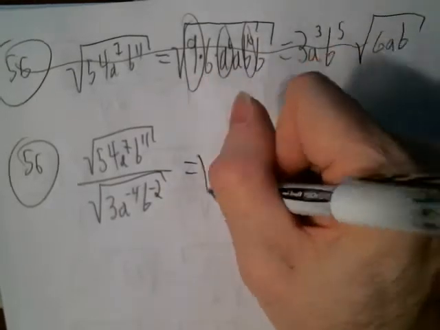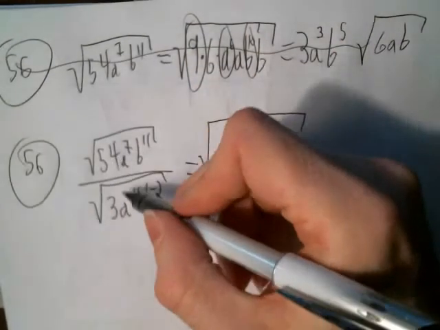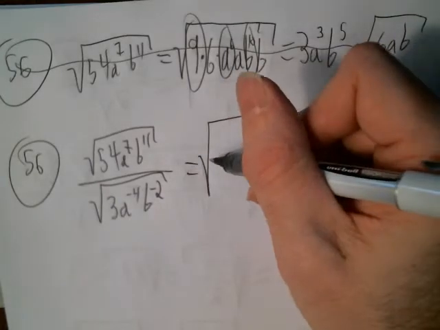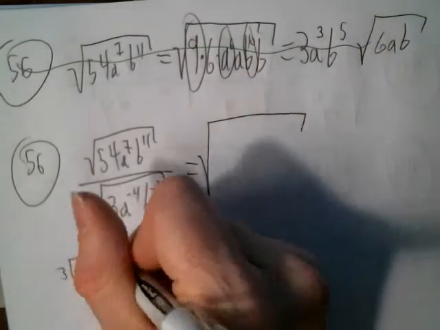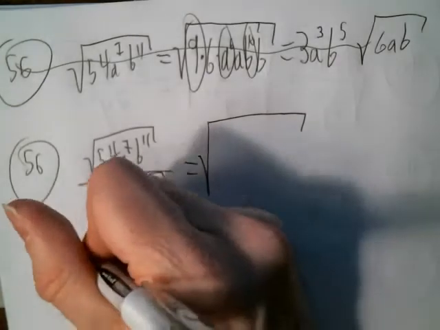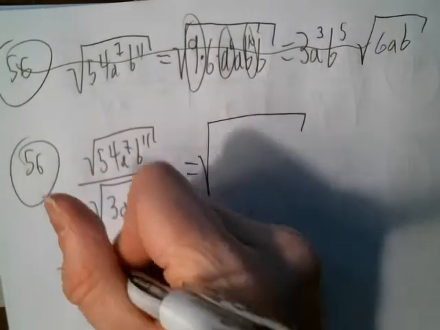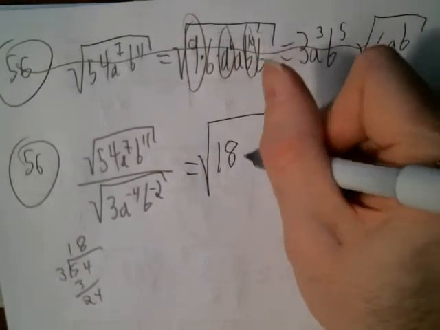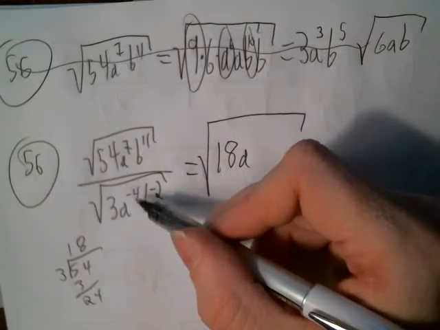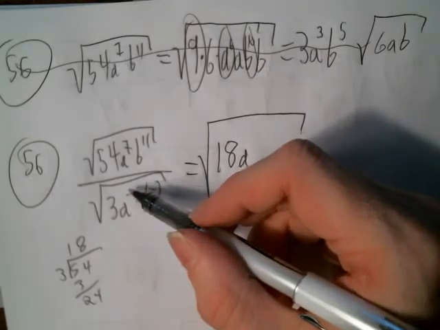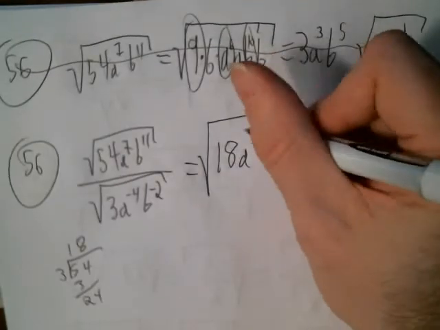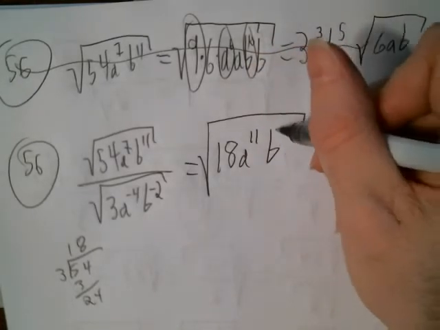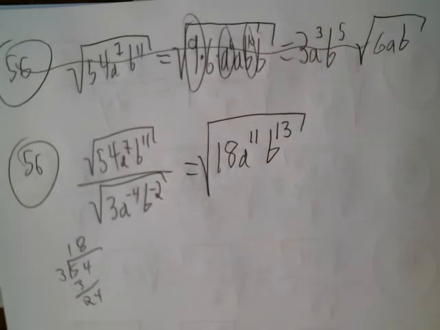Okay, so rewrite it as one root. 54 divided by 3 is going to give you, well, I don't know. That's what 54 divided by 3. 1, 3, 24, 18. And then a to the 7th over a to the negative 4, you subtract the exponent. 7 minus negative 4 will give you 8, 7, 8, 9, 10, 11. b to the 11th minus negative 2 will give you 13.